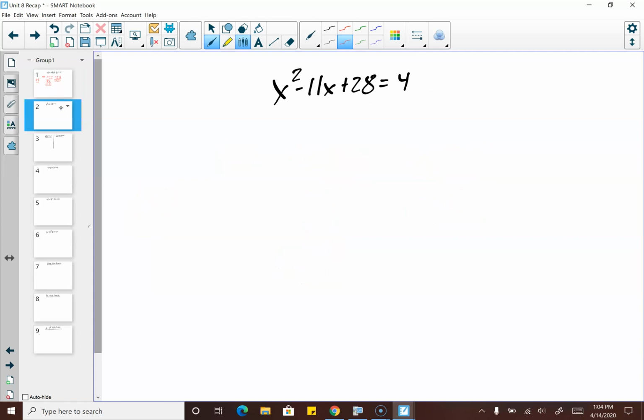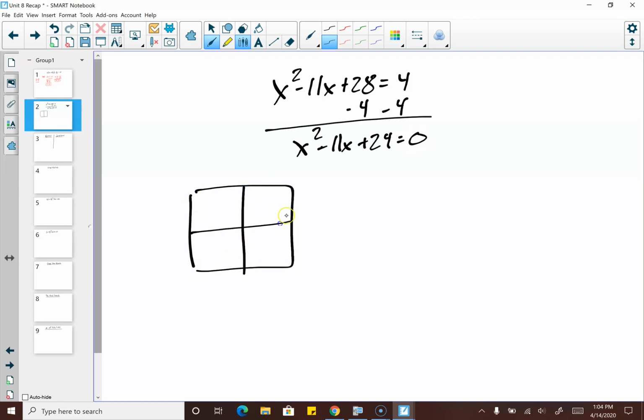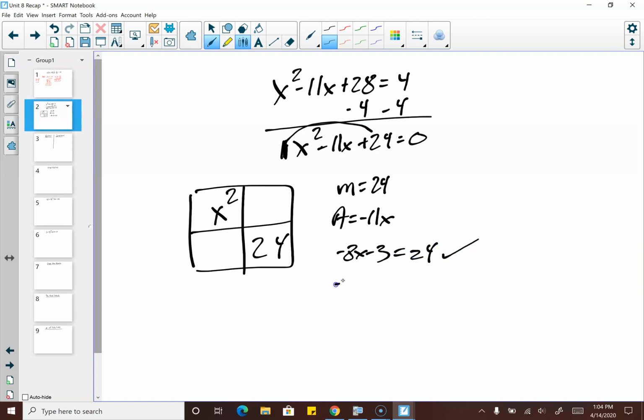If it is not set equal to 0, then we have to start by setting it equal to 0. So x squared minus 11x, and in this case plus 24 after we subtract the 4 on both sides, is equal to 0. If we review factoring here, it's the first term top left, last term bottom right. We take that first number, which in this case is the imaginary 1, multiply it by the last, so 1 times 24 is 24. And then it adds to negative 11. Well, what does that? Negative 8 times negative 3 is positive 24, and negative 8 plus negative 3 is negative 11.